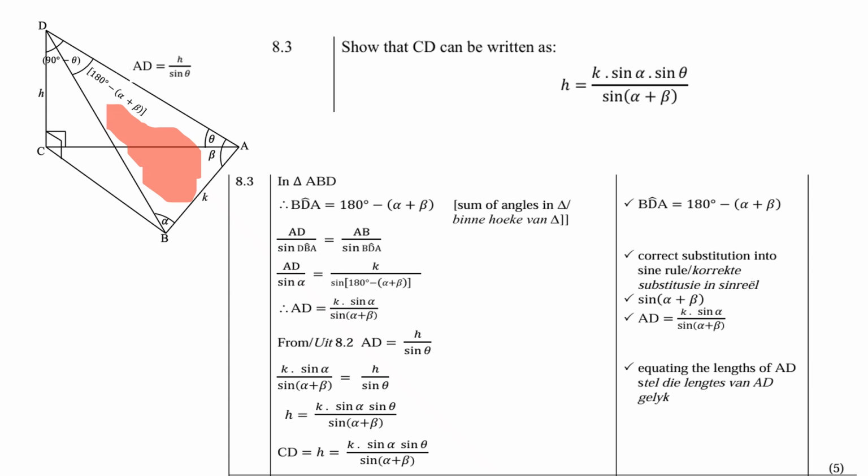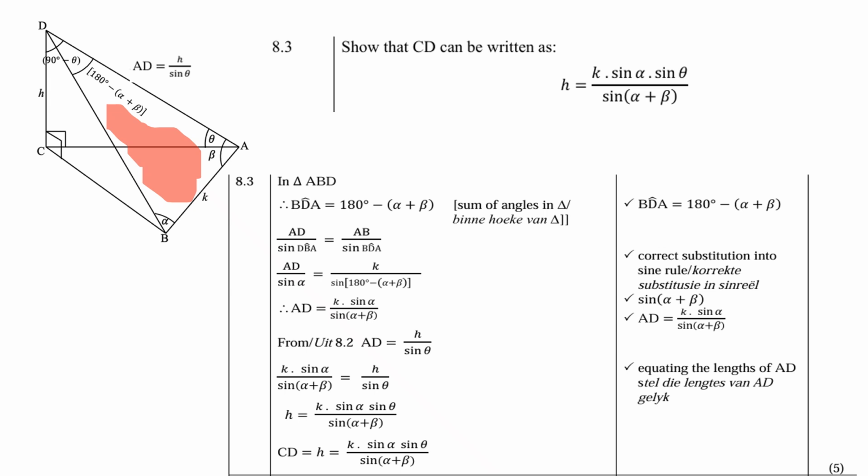Then we're going to use the sine rule in the same triangle. So AD over the sine of DBA is equal to AB over the sine of BDA. Remember the sine rule. Sine of DBA is the sine of alpha, and of course the sine of BDA is the sine of 180 minus alpha plus beta. And the sine of 180 minus alpha plus beta is the same as the sine of alpha plus beta. So that is now AD.